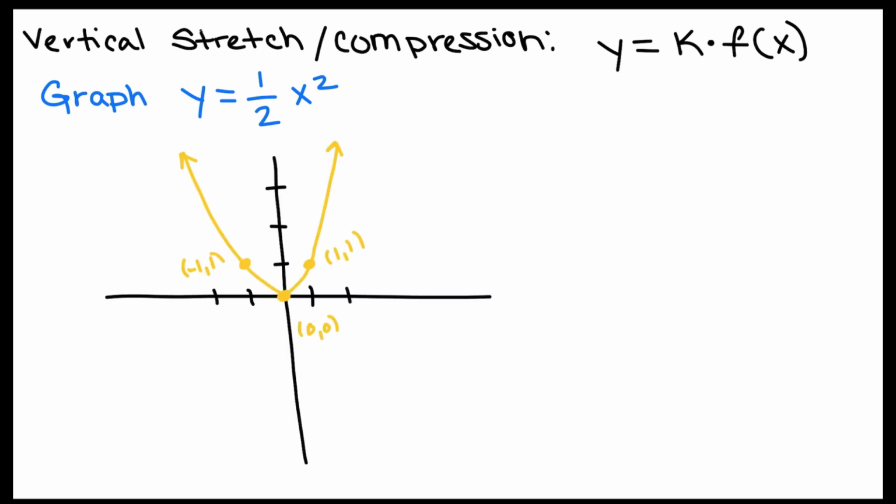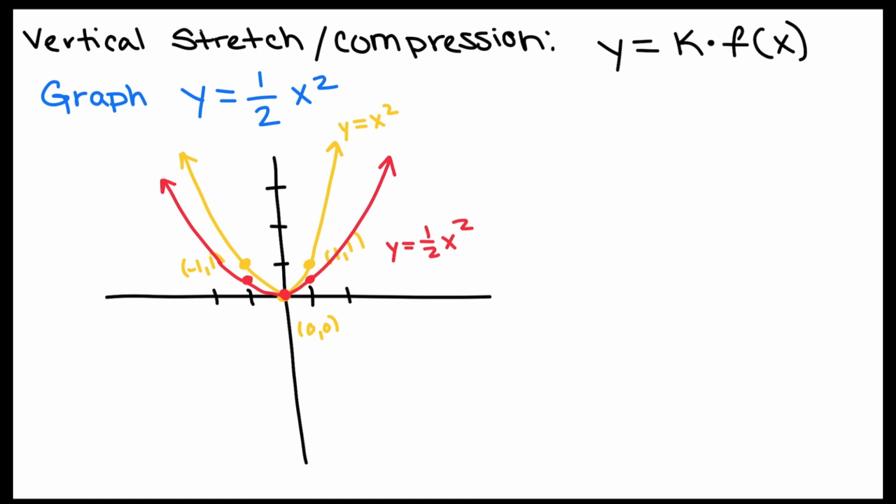All right, so let's see what that looks like. My parent function is that parabola, so I've graphed that here with my basic points. And I'm going to take each of these points on the graph and take the y values and multiply them by 1/2. So the point at the origin stays there because 0 times 1/2 is 0. The point (1, 1), I take the y value, I multiply it by 1/2, it becomes 1/2. And something similar happens with (negative 1, 1). We take the y value, cut it in half, it moves to negative 1/2. I connect the dots, and there's the graph of y equals 1/2 x squared.